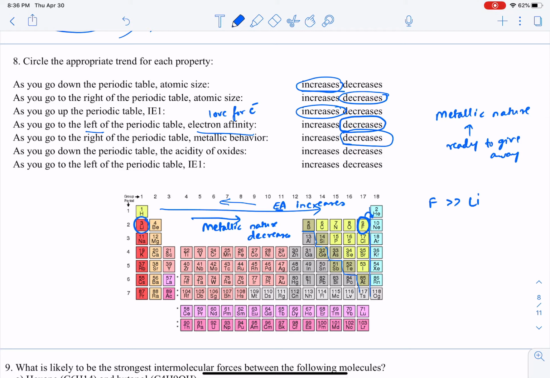Next, as you go down the periodic table, the acidity of oxides. So acidity is something related to more of an electron affinity kind of thing, and you know that the more metallic, the more basic the oxide will be as well. Other than that, quite opposite to that, if it's less metallic or nearly non-metallic, the acidic oxide nature increases.